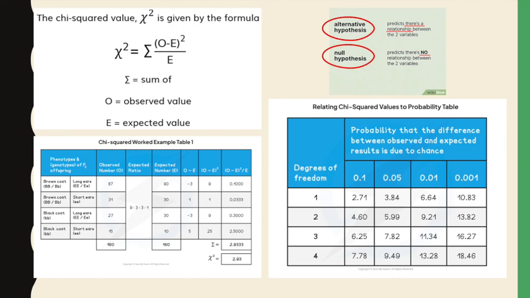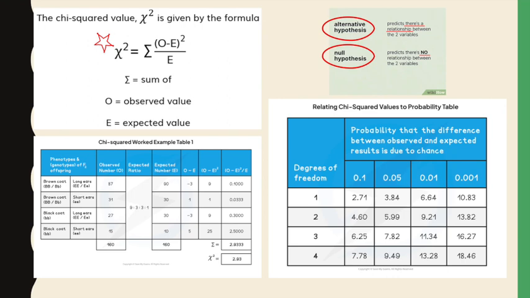Once we have the observed and expected data, we calculate the chi-squared statistic. This statistic measures the difference between the observed and expected frequencies, taking into account the size of the sample and the number of categories. The chi-square statistic is calculated by summing the squared differences between the observed and expected frequencies divided by the expected frequencies.